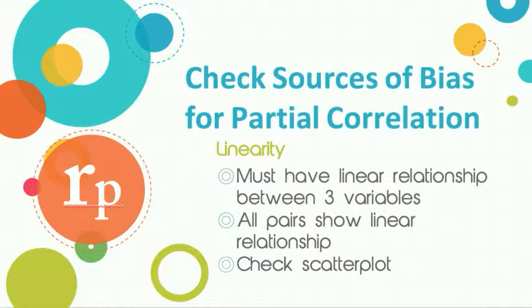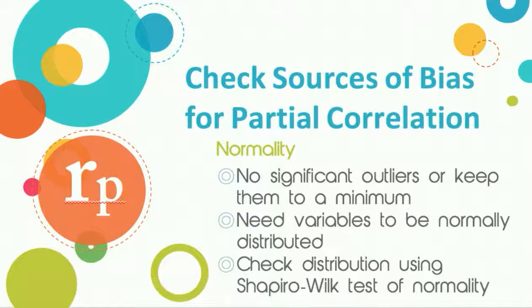I need you to understand that there are also assumptions for partial correlations. So we need a linear relationship between all three variables, and that is, all possible pairs of variables must show a linear relationship. And you have to accomplish this visually by inspecting your scatter plots. There should be no significant outliers.